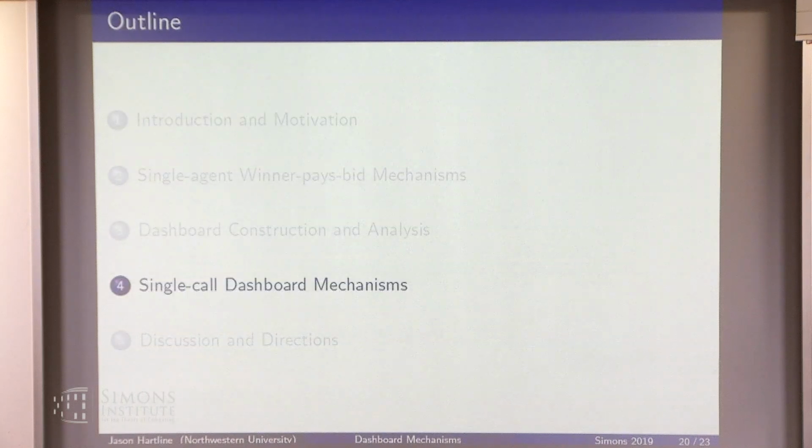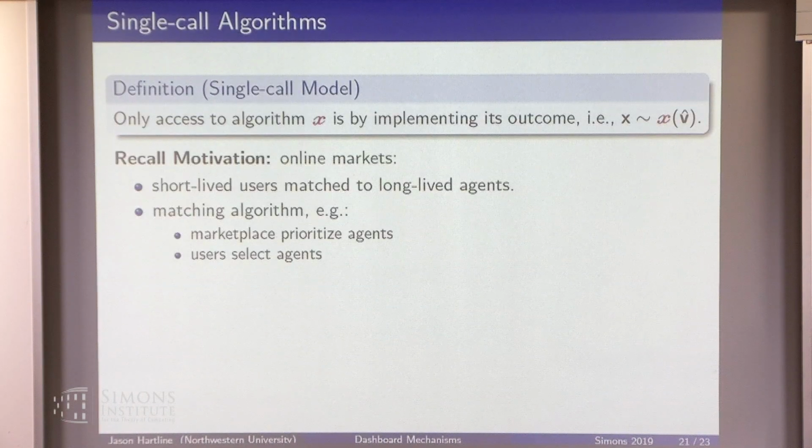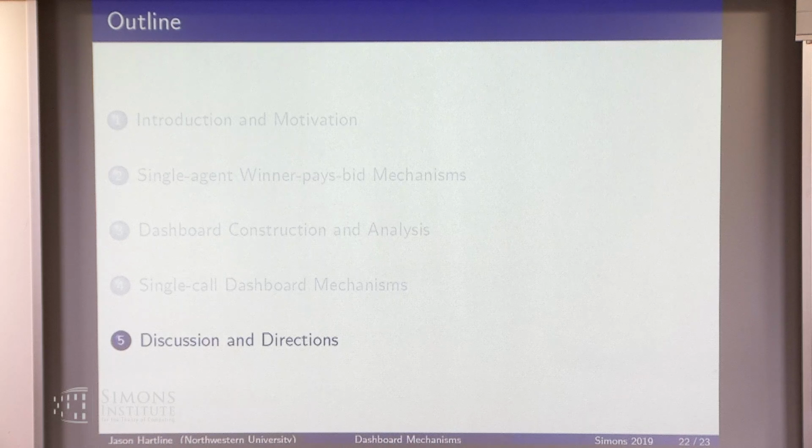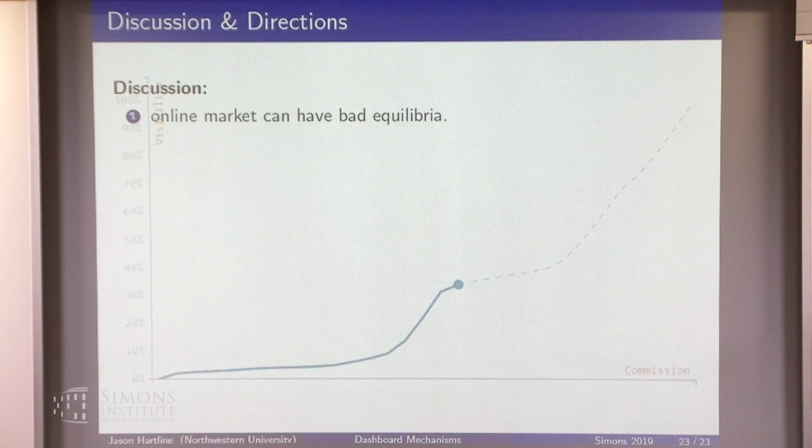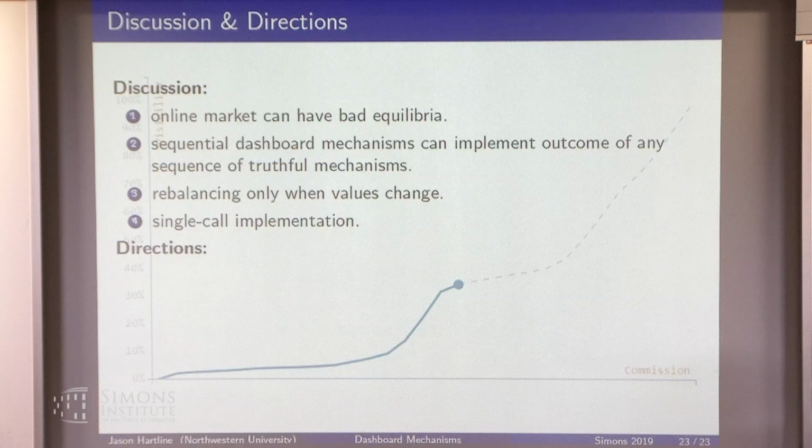Cool. I want to, as I predicted, I don't have time to talk about the single call mechanisms, so see the paper for that. And my discussion is fairly straightforward. Online markets can have bad equilibria. The sequential dashboard mechanism can implement any outcome of any sequential truthful mechanism. A nice thing is that we have to do sort of complicated rebalancing to fix things only when there's changes in the environment. Okay, so sort of dashboards naturally rebalance themselves otherwise.